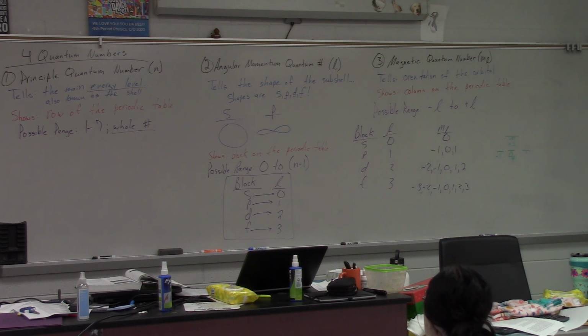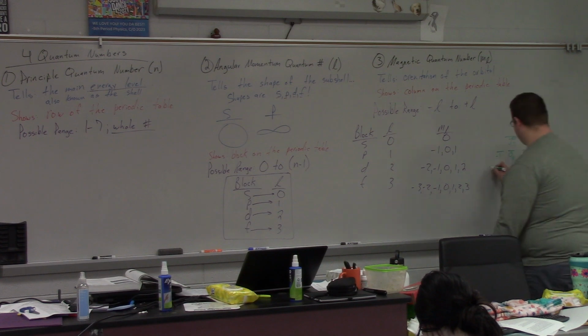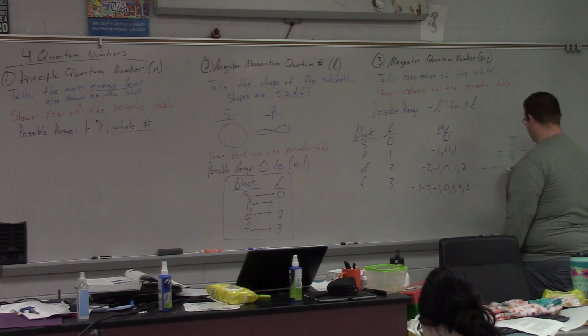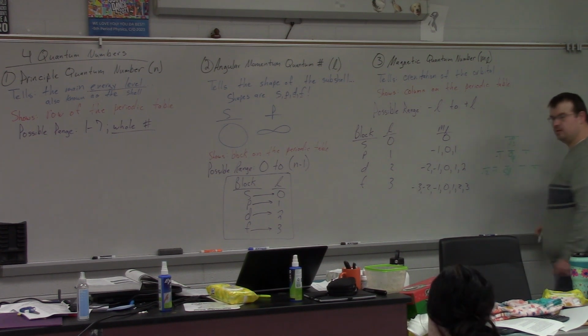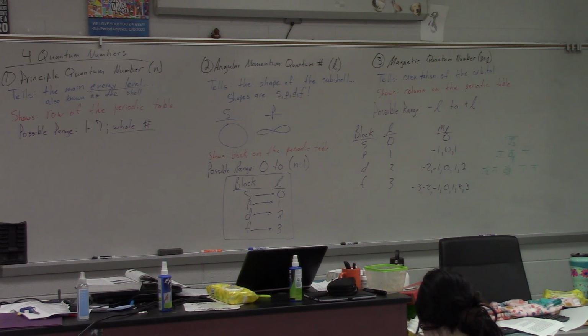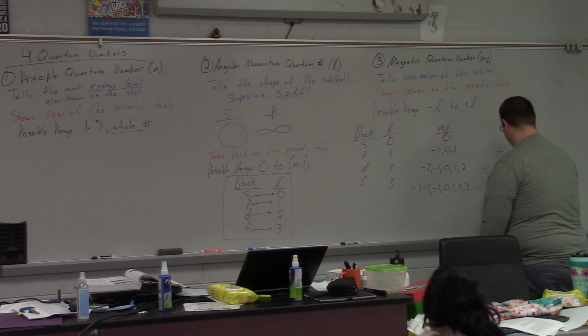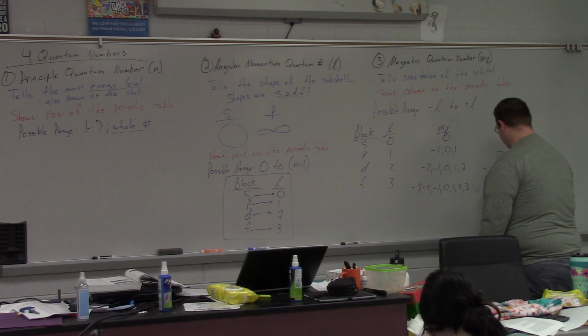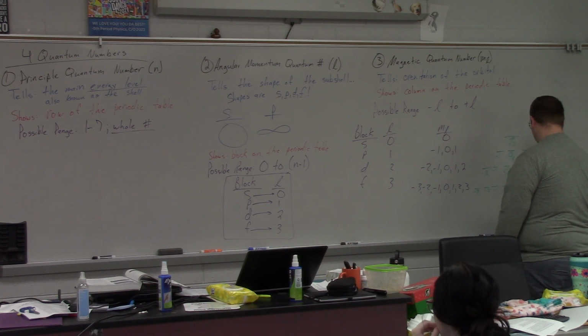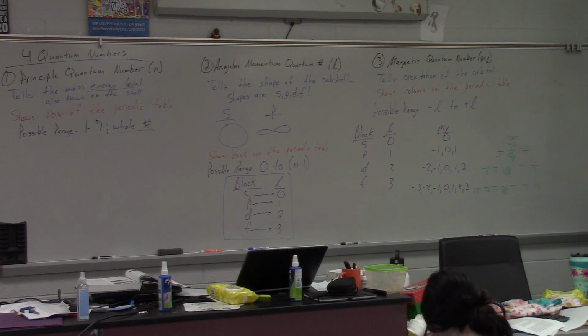Guess what happens for the 5 in the D block, in the D subshell? 1, 2, 3, 4, 5. So -2, -1, 0, 1, 2. You didn't even know it, but I was laying the foundation for this. Guess what happens in the F? 1, 2, 3, 4, 5, 6, 7. So -3, -2, -1, 0, 1, 2, 3. I'm proud of that one.